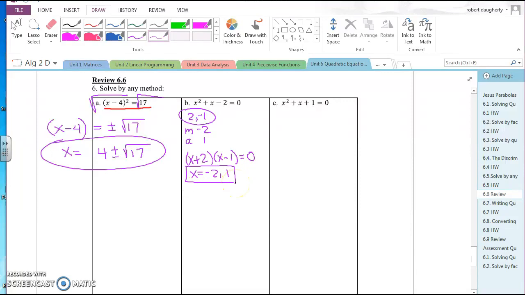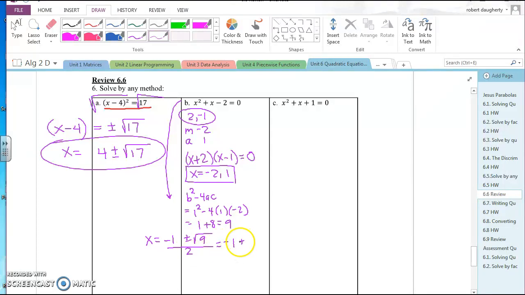Now, if you did not factor that, you could use the quadratic formula. So in this case, I know that b squared minus 4ac is equal to 1 squared minus 4 times 1 times -2. So that is 1 plus 8, which is 9. So the quadratic formula is x equals -b, that's -1, plus or minus the square root of 9, all of that over 2a, which is 2 times 1. So this is just -1 plus or minus 3 over 2.